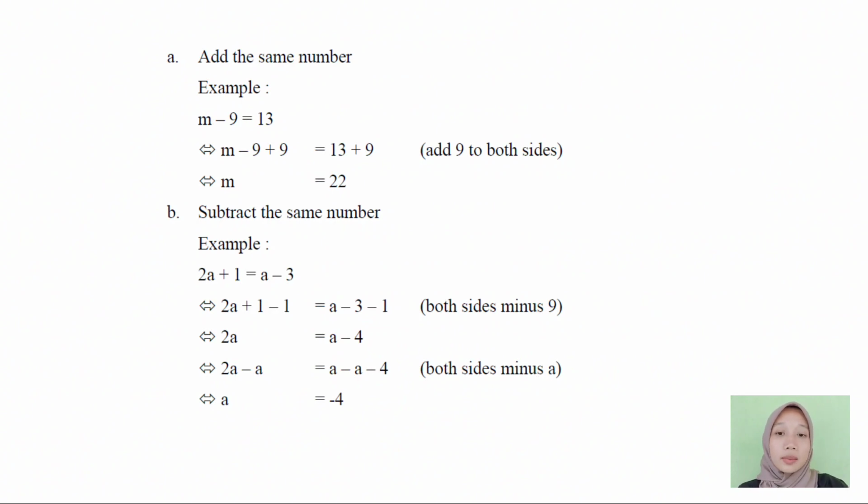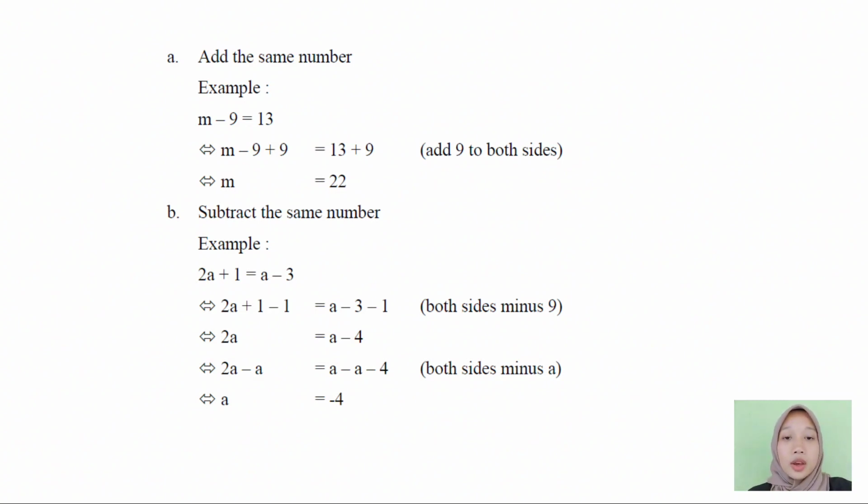Add the same number. For example, m minus 9 equals 13. Next, add 9 to both sides: m minus 9 plus 9 equals 13 plus 9, so m equals 22. Next, subtract the same number.